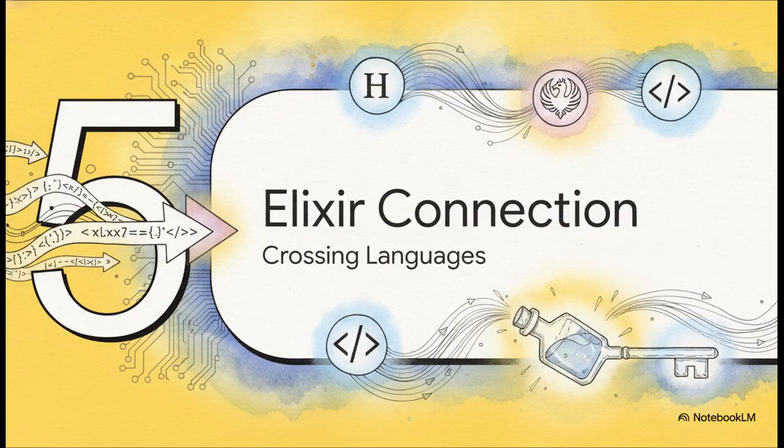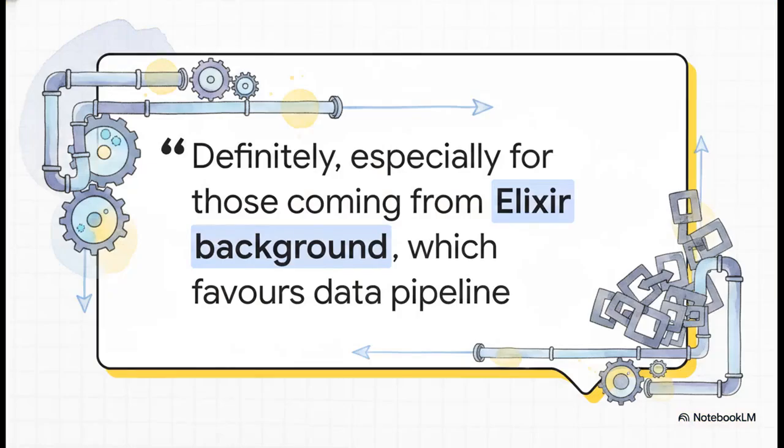Section 5. The Elixir connection. This is where Ang had a really fantastic realization about how this specific mental model translates beautifully across different programming languages and why certain developers might find this particularly liberating. I absolutely love this note they wrote while analyzing the results of the refactor. They said, definitely, especially for those coming from Elixir background, which favors data pipeline or left-to-right style coding. At least you don't need to bound back and forth to parse nested functions.